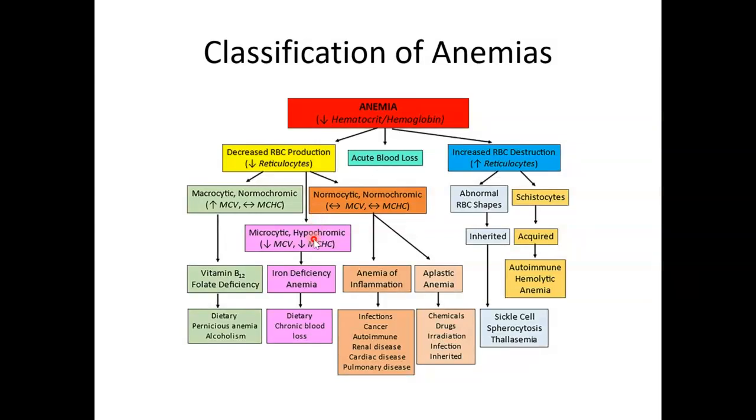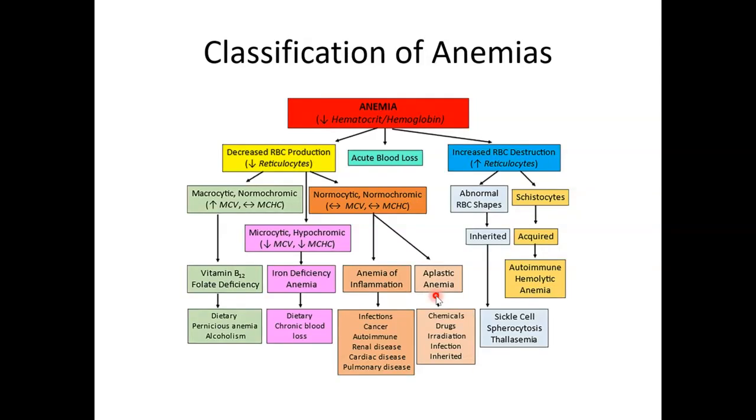We're going to talk about the microcytic hypochromic, which is the iron deficiency right here. These normal looking red blood cells, but they have chronic diseases. So we'll talk about the anemia of inflammation or anemia of chronic disease, and an aplastic anemia, that's something that is causing an anemia right here.